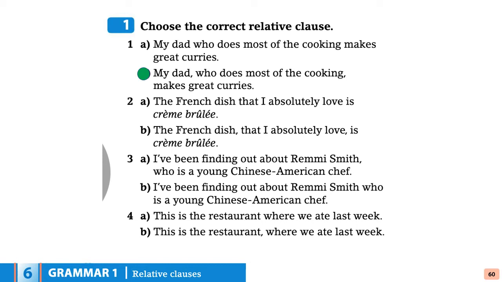That's it, non-defining. You've only got one dad, okay? So you don't have to identify your dad, do you?